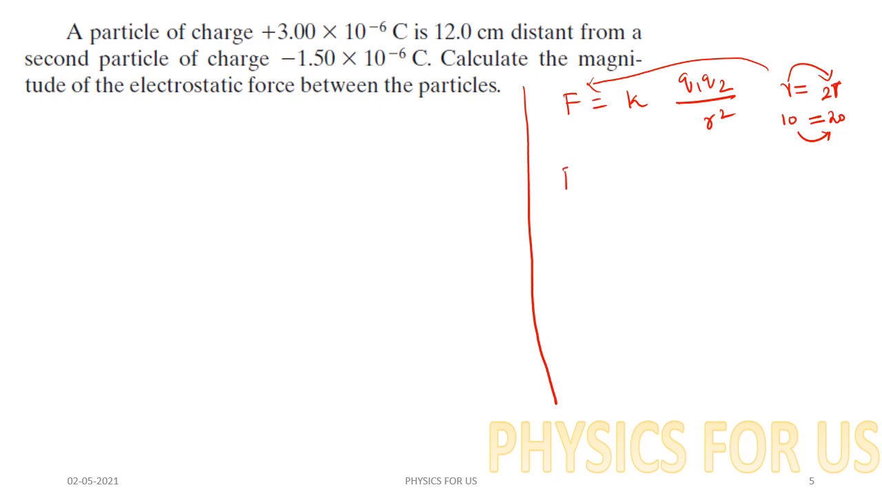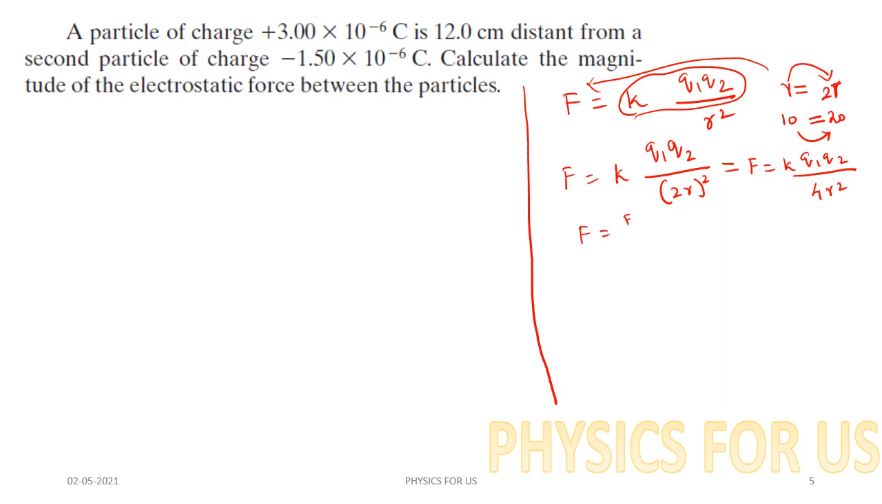That is, for example, F is equal to K Q1 Q2 by R squared. These are the constant things, we don't want to bother about this, so we can write it as it is. Instead of R we have to use 2R, and we have the square here, so it will become 4R squared. So what will happen is F equals K Q1 Q2 by 4R squared. If the distance between two charges doubles, then the force becomes one by fourth, right? Force will become one by fourth.